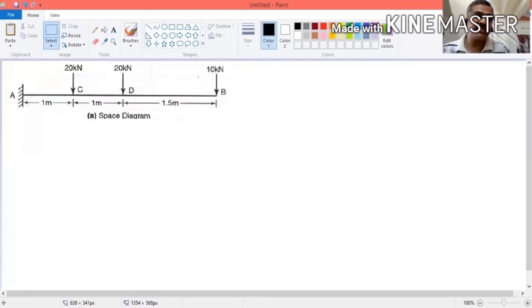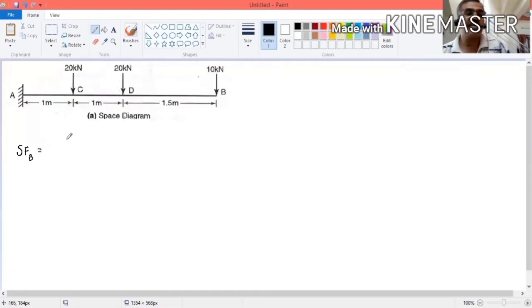To draw the shear force diagram, you have to calculate shear force at each point. How to calculate the shear force? Now there are many points B, D, C, A. We are going to calculate shear force at these important points. In between we can join. Now shear force at B.